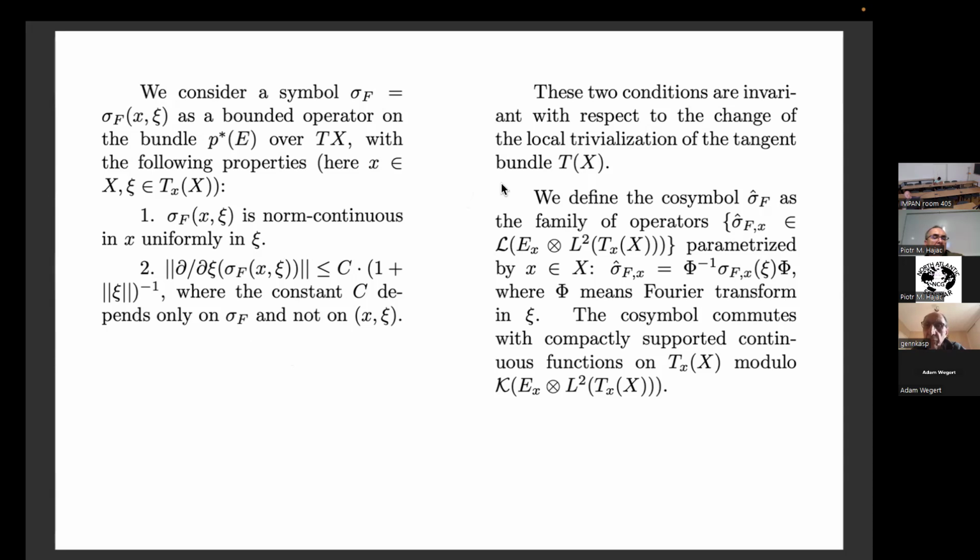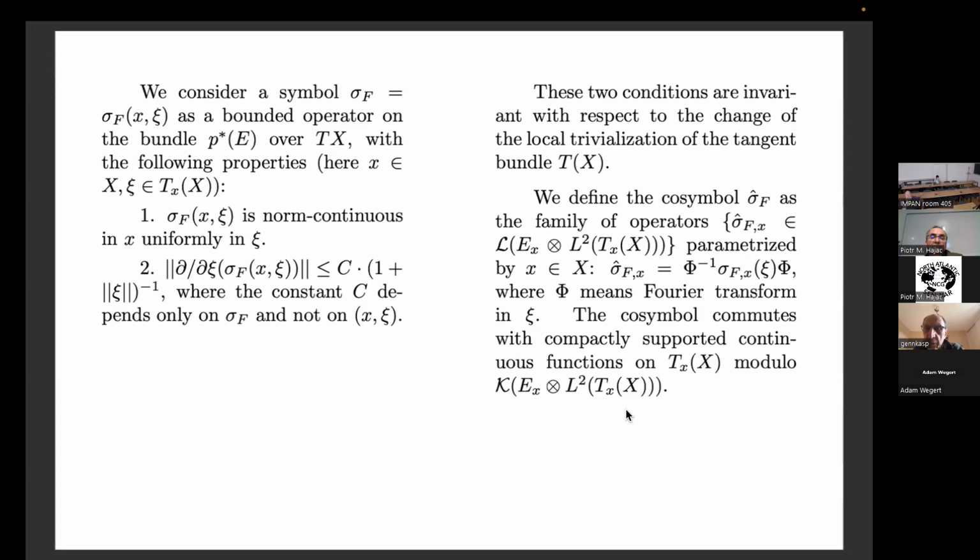Now, the co-symbol is the Fourier transform in xi. For any x, essentially, what is a pseudo-differential operator? If you take a pseudo-differential operator on the Euclidean space which has constant symbol, constant in x, you just take a Fourier transform in xi. You take the map of Fourier transform, then you apply your symbol, and then you take the Fourier transform back. That's what is written here. You take phi, then sigma, then phi inverse.